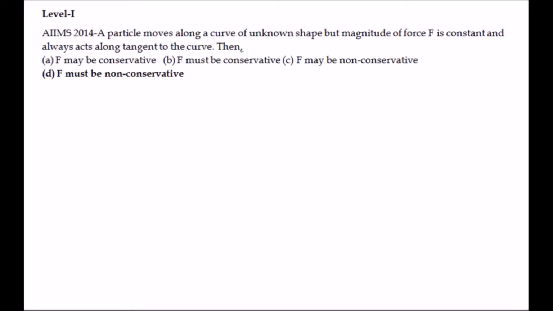AIIMS 2014 says that a particle moves along a curve of unknown shape but the magnitude of force is constant and always acts along the tangent to the curve. Then you have to find out whether the force is conservative, non-conservative or what. So four options are given.